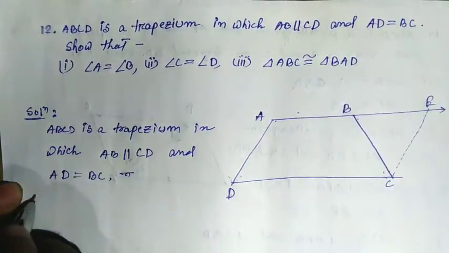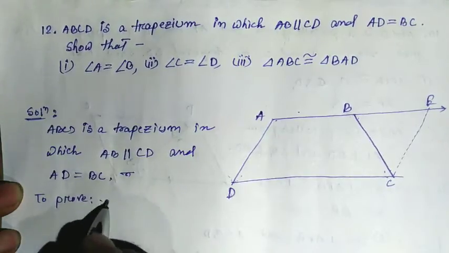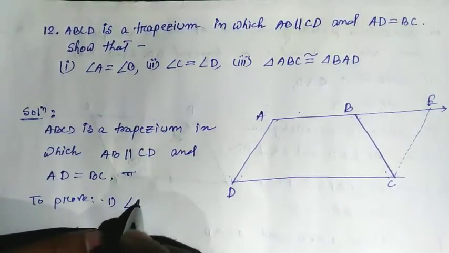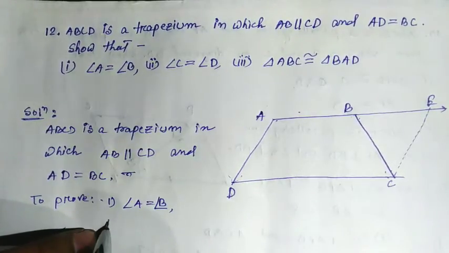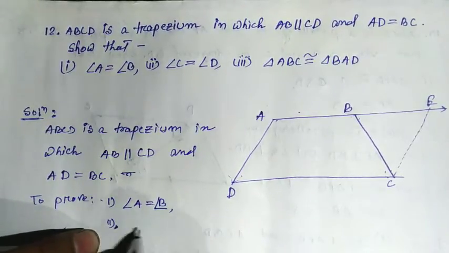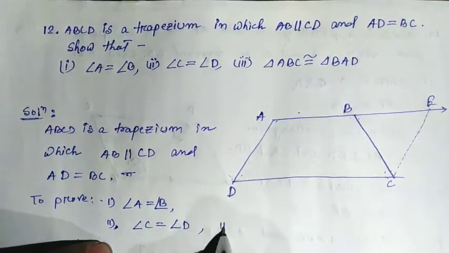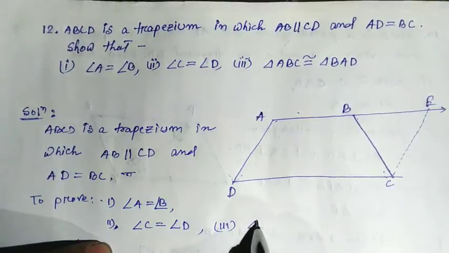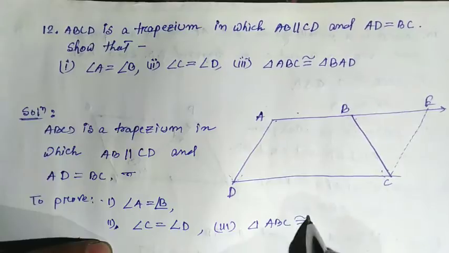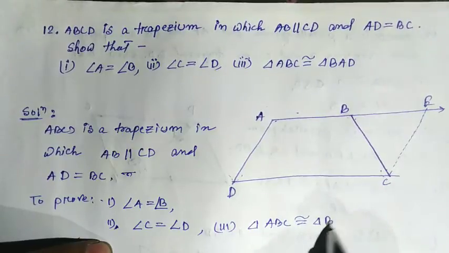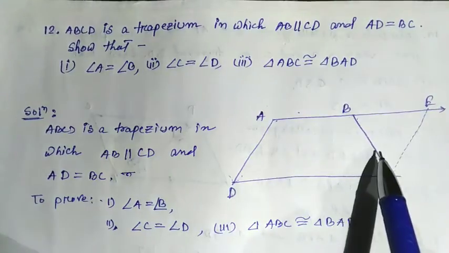To prove: we have to prove number 1, angle A is equal to angle B; number 2, angle C is equal to angle D; and number 3, triangle ABC is congruent to triangle BAD. So we'll prove the triangle last.